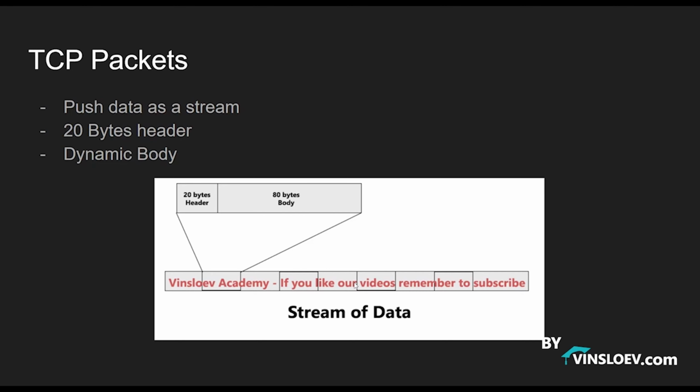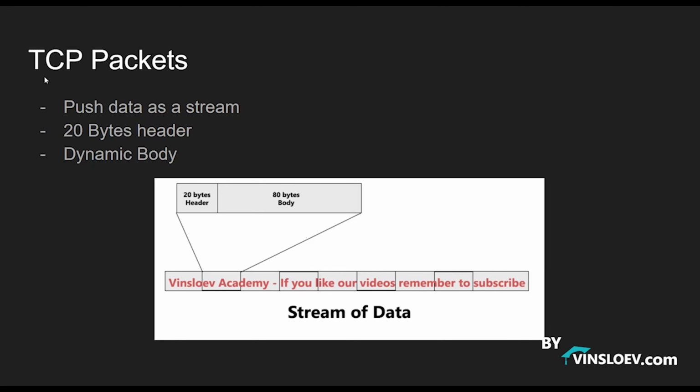But when we are communicating data over a network, we have a stream of data, which we can see right here. So take for example this message we have here, Winslow Academy. If you like our videos, remember to subscribe. Let's say this is a long message. I know that it is quite short, but just imagine that this is a very big message. So what we're going to do when communicating this, for example, to our friend over a network, we're going to break this down into smaller packages.